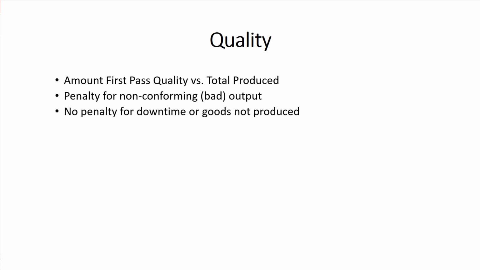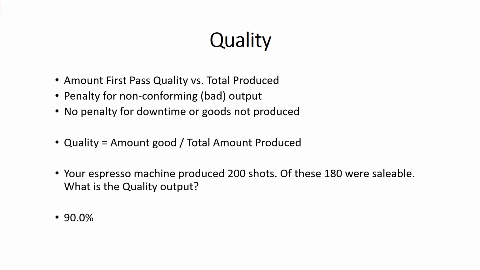Quality. This is the amount of first pass quality versus total produced. There's a penalty for non-conforming or bad output. There's no penalty for downtime or goods not produced. Again, those penalties you already took. So again, first pass quality. This isn't rework. If you make something and it's wrong and you have to rework it, that's not first pass quality. We want good quality the first time the equipment touches it. So it's the amount good divided by the total amount produced.